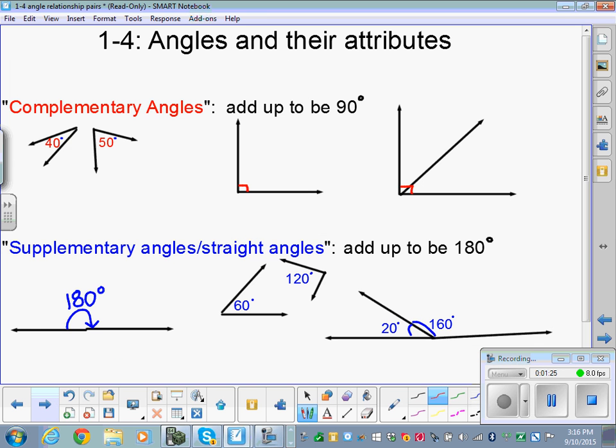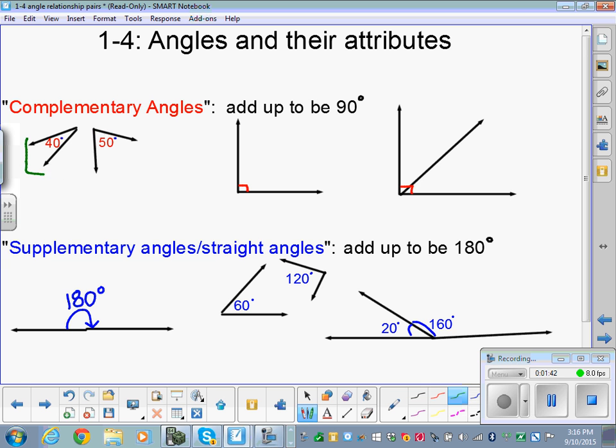All right. So what we're going to do is learn angles and their attributes today. So today we're going to be talking about complementary angles, supplementary angles, and we'll start there and then continue onward. So complementary angles, guys, it just simply means it adds up to be 90 degrees. So if they add up to be 90 degrees, they're definitely complementary.